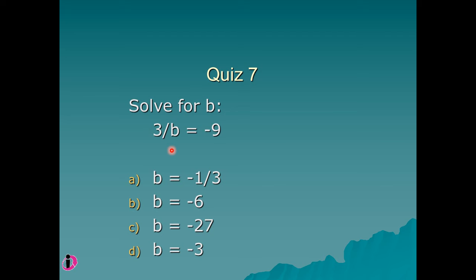So you still have the same thing, right? But at least the b is in the numerator position right now, right? So b will be cancelled on the left side. So it will be 3 equals -9b.